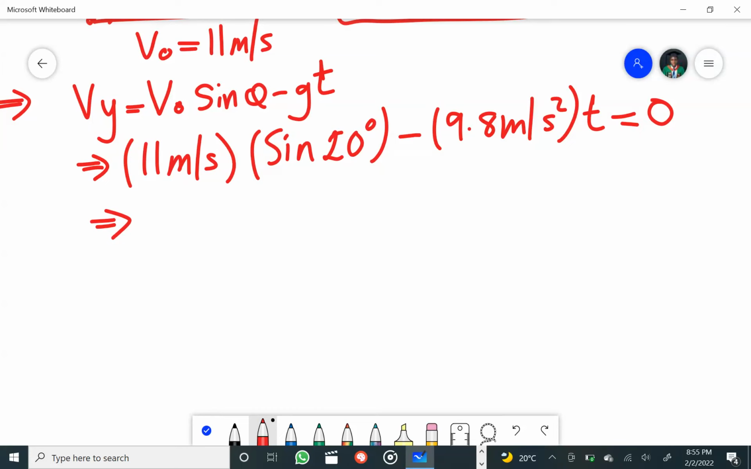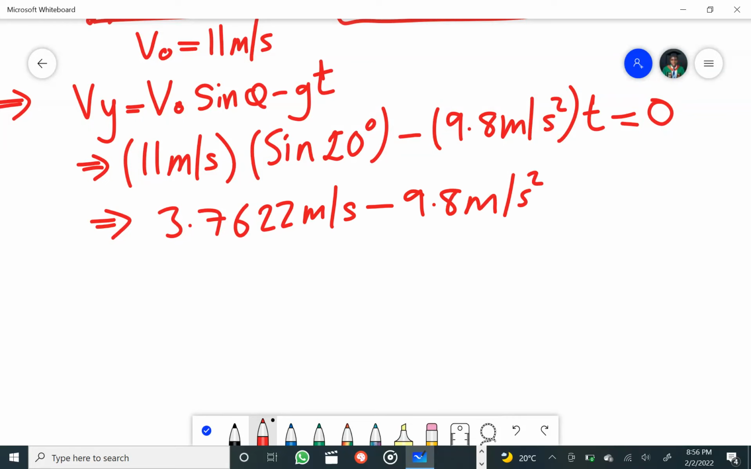Okay, so then what we are going to do is, let's say sine 20 times 11. This is about 3.7622 meters per second. And then this is 9.8 meters per second squared times time. This one is just a simple equation.